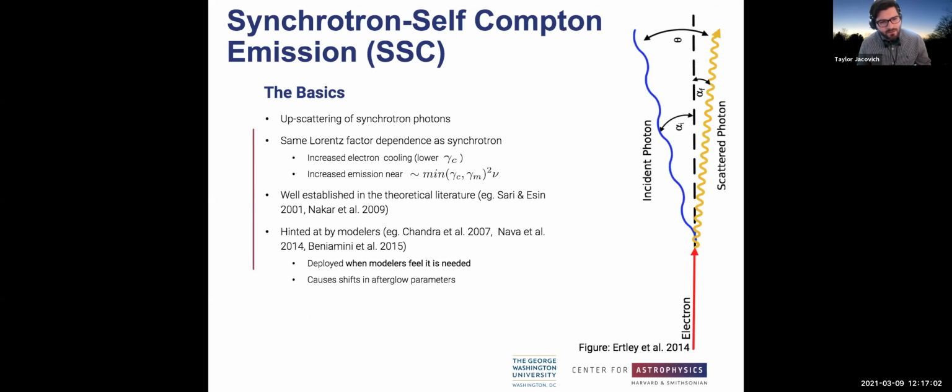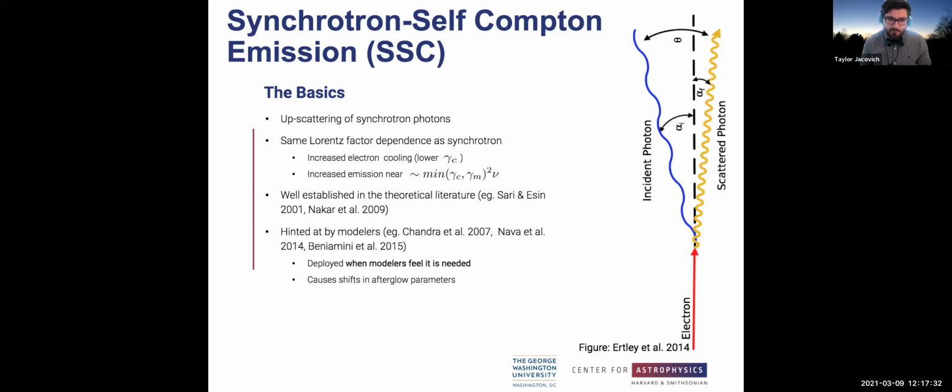Now, just before we move too far into the actual implementation, I want to go over some of the basics for Synchrotron-Self Compton emission and Synchrotron-Self Compton cooling as it pertains to GRB afterglows. So at its most fundamental, Synchrotron-Self Compton emission is the upscattering of synchrotron photons, so photons emitted by electrons through synchrotron radiation, off of that same emitting population.